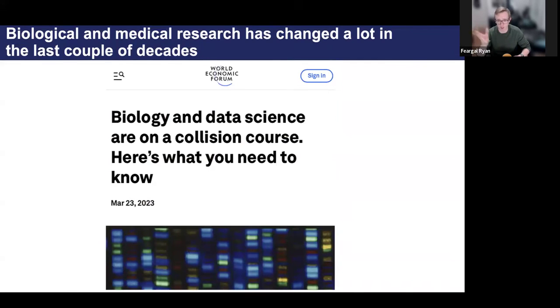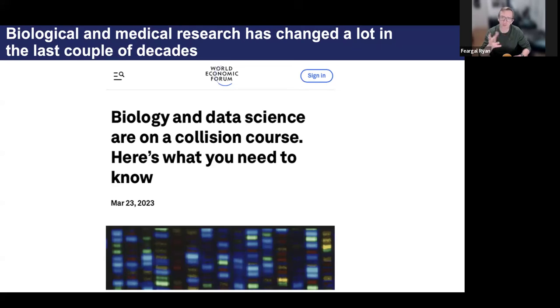So you can find a lot about this online if you look. This is just one article from the World Economic Forum that biology and data science are on a collision course. And I kind of think they've already collided, actually. If you really want to be at the forefront of medical research these days, you need to have those data skills. And I think in the coming decades, having the ability to manage the data is going to be as important, if not more important, than knowing the biology itself.